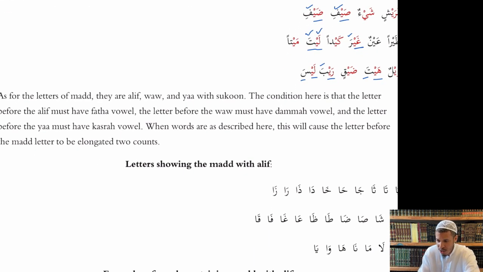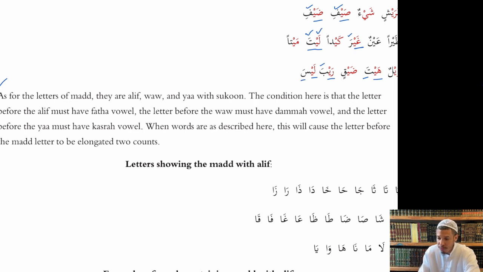So let's read what we have on the screen. As for the letters of med, there are alif, waw, and ya with sukoon. The condition here is that the letter before the alif must have fatha vowel. So, if you have an alif with a sukoon and the letter before it has fatha vowel, this makes med. Med means elongation. This is actually how we elongate our vowels. This is elongation.